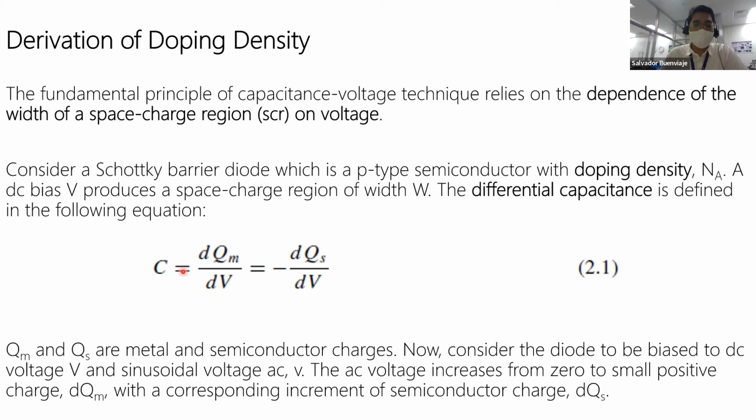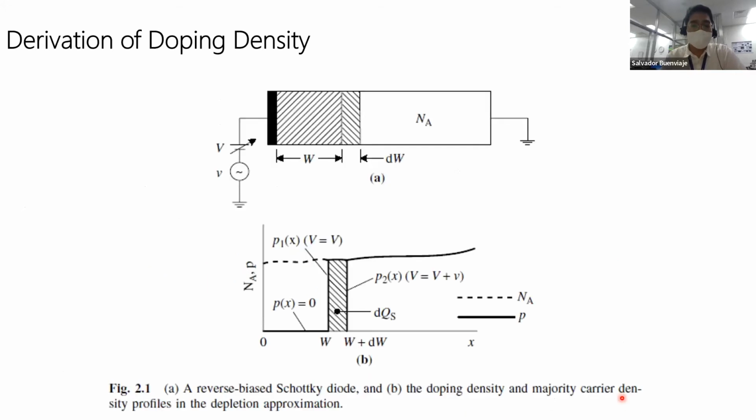So this is the equation for the differential capacitance. QM and QS are the metal and semiconductor charges respectively. Aside from the DC bias, we will also apply a small v, an AC voltage. The AC voltage increases from 0 to a small positive charge dQm, which corresponds to an increment of semiconductor charge dQs. This setup is taken from Schroeder.